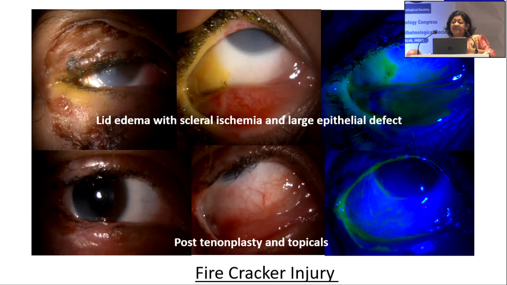Always a general anesthesia examination under anesthesia is recommended because you would have some debris stuck somewhere which needs to be removed.